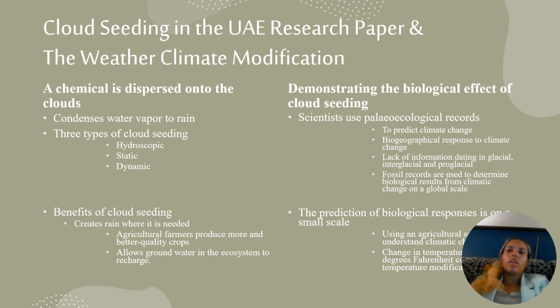Because of this, agricultural experiments are used more than experiments on a larger scale. A change of 3 to 4 degrees is normal, but anything more than that due to cloud seeding can cause ecological issues. It can cause issues on a biological level, meaning the species in each population could be replaced or decreased.